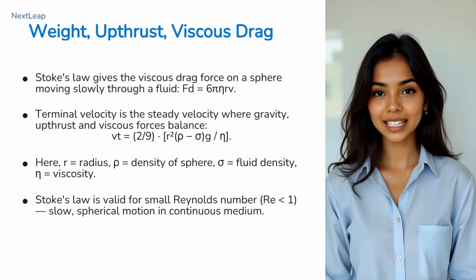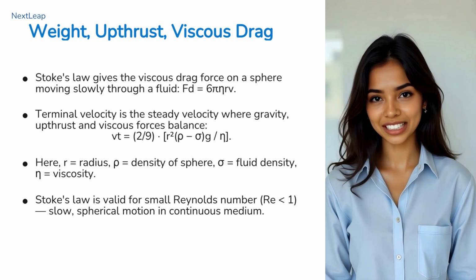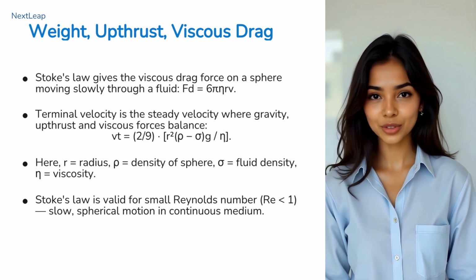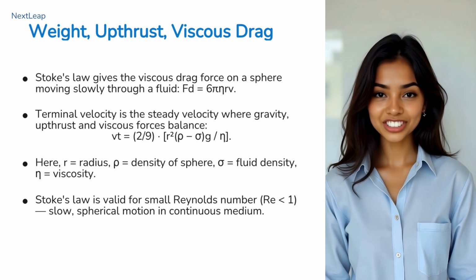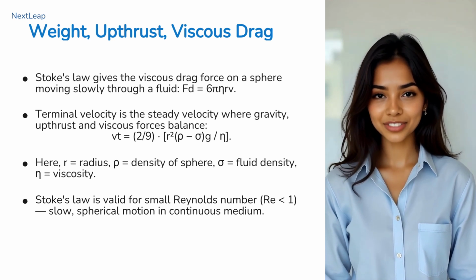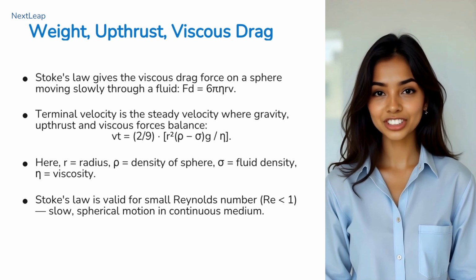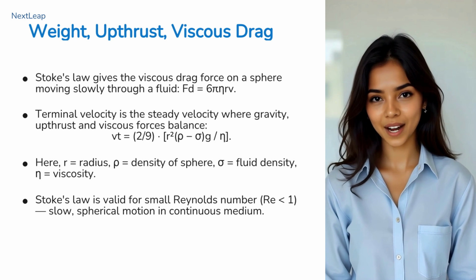Picture a tiny sphere gently sinking through honey, or rising in oil. What slows it down and makes its motion steady? This situation is beautifully described by Stokes' law, which tells us that the viscous drag force on a sphere moving slowly in a fluid equals 6 times pi times viscosity, times the sphere's radius, times its velocity. In words, drag force equals 6 pi eta rv.